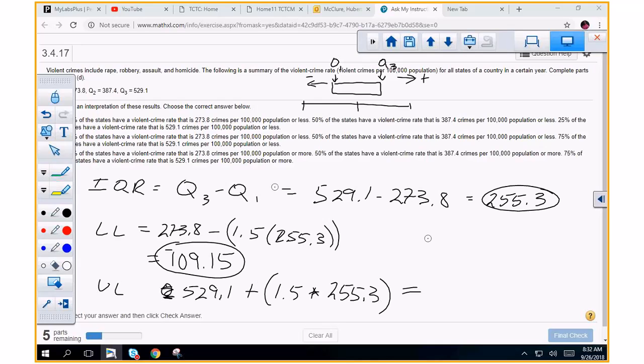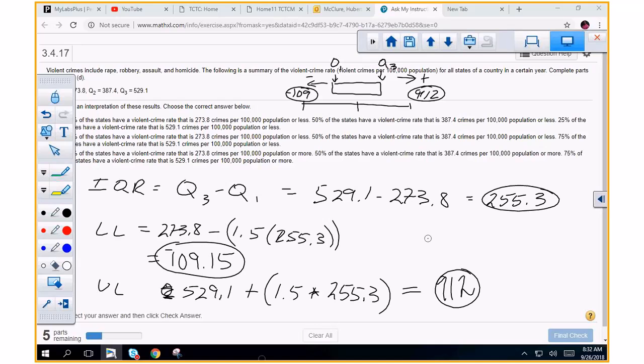Negative 109 is down here, so that'd be negative 109 right there. And what's over here? 912.05. 912 is good enough for government work. So 912 is over here. So what's 913? What's negative 110? Okay, so that's what they're going to ask you.